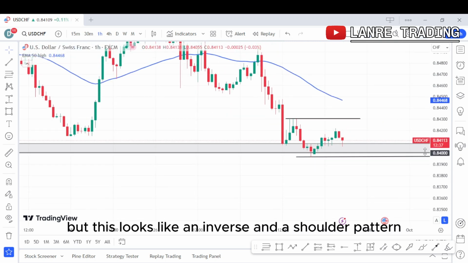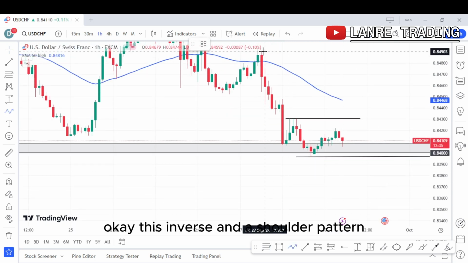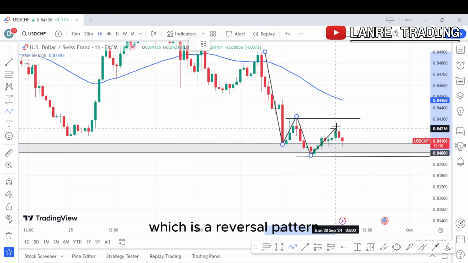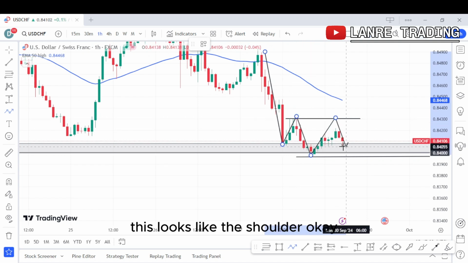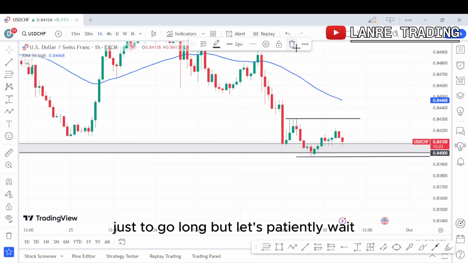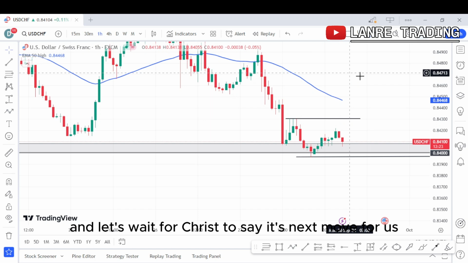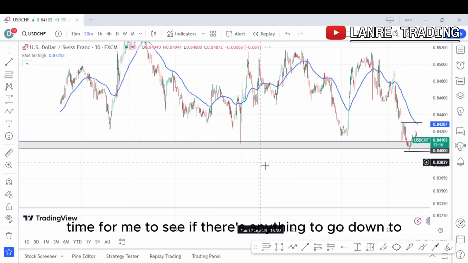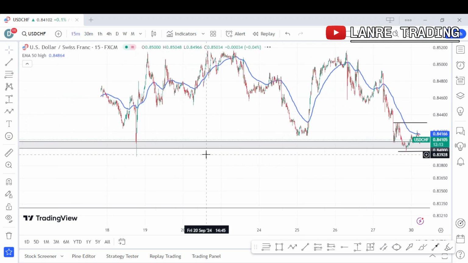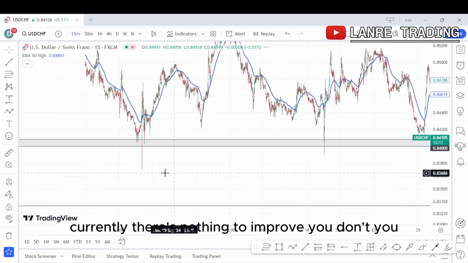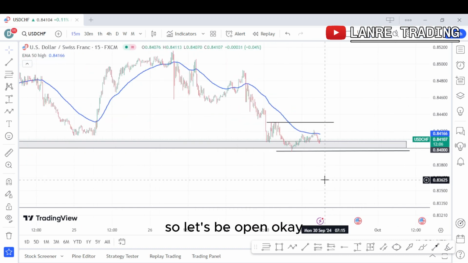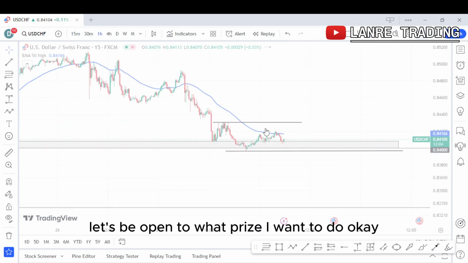But this looks like an inverse head and shoulder pattern, which is a reversal pattern. This looks like a shoulder, just to go long, but let's patiently wait and let price decide its next move for us. Let me scale down to the 30 minutes time frame to see if there is anything to hold on to. Currently, there's nothing to hold on to. There is liquidity down here. So let's be open to what price might want to do.